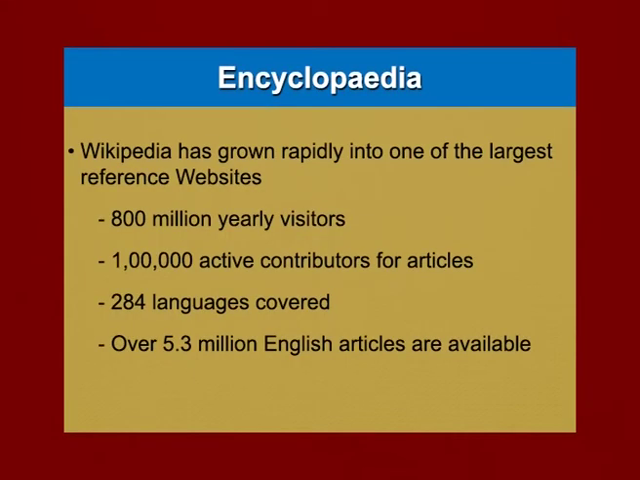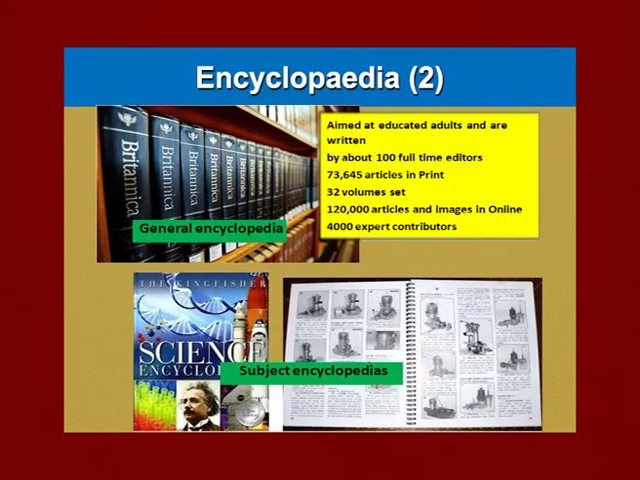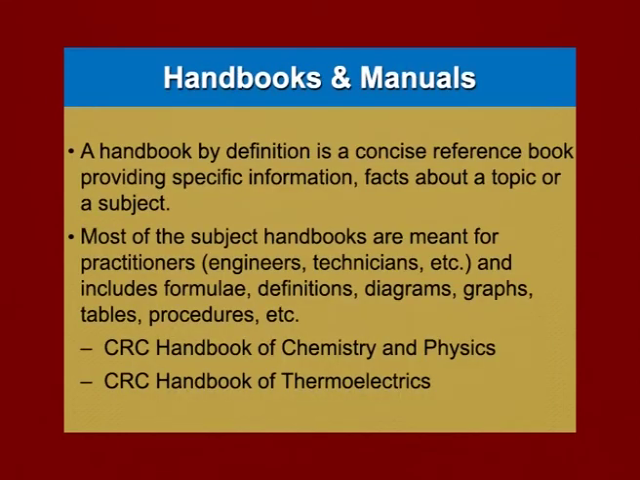Now Wikipedia is growing very fast. 800 million yearly visitors we can find in Wikipedia, over 1 lakh active contributors, 284 languages covered, over 5.3 million English articles are available there. General encyclopedias are mostly the Encyclopedia Britannica. Science encyclopedias or engineering related encyclopedias are examples of subject encyclopedias.